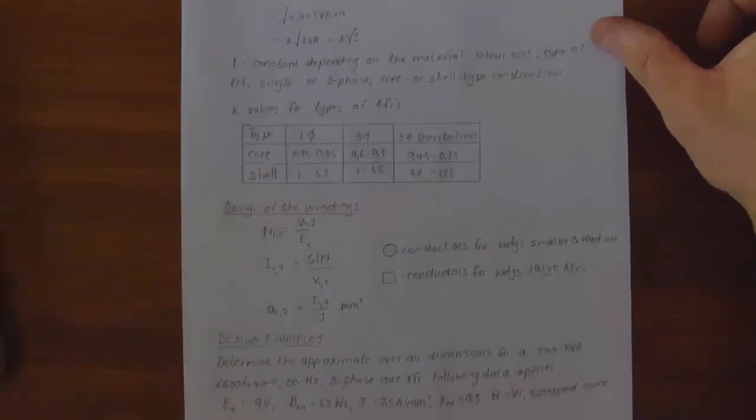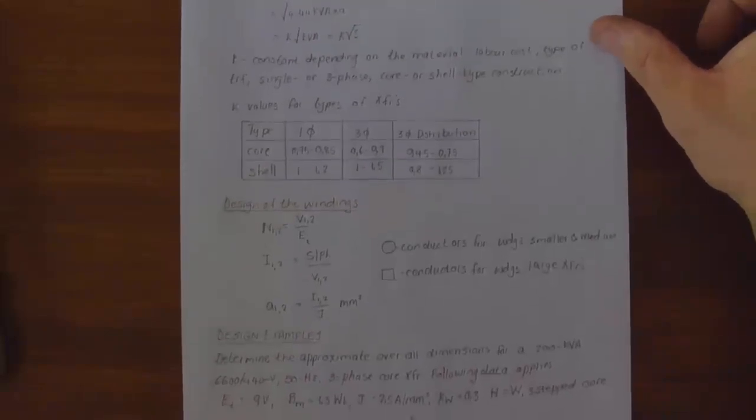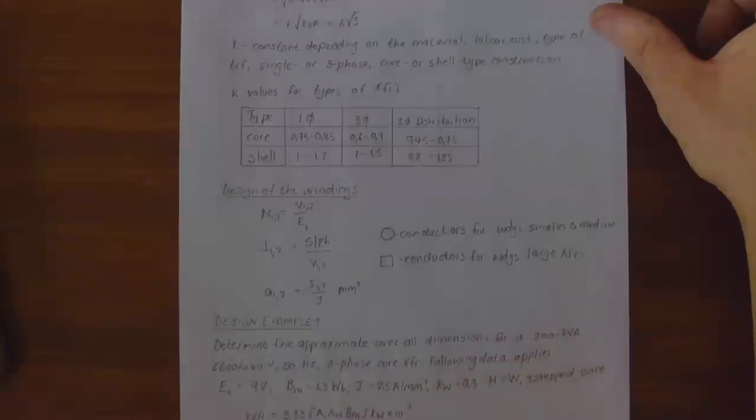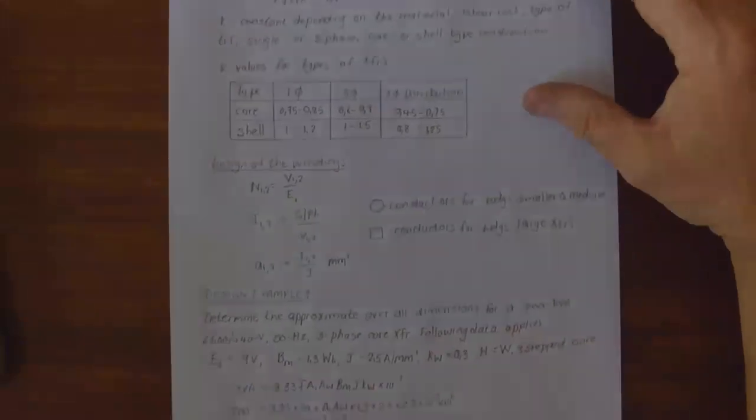Certain values for K: core, single phase 0.75 to 0.85, three phase 0.6 to 0.9, three phase distribution 0.45 to 0.75. Shell 1 to 1.2, three phase 1.1 to 1.15. The three phase distribution 0.8 to 1.25.